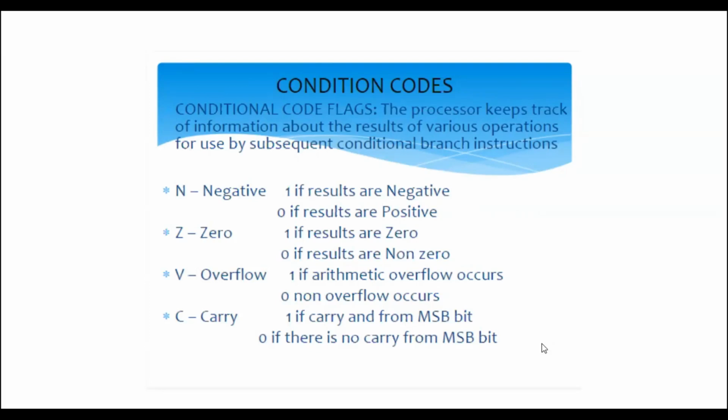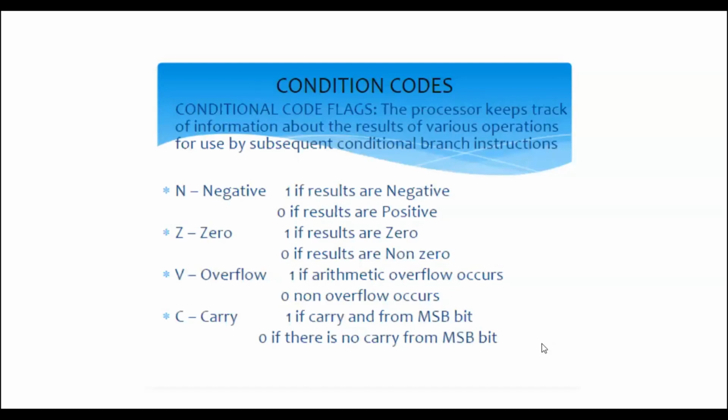We have N for negative: 1 if the result is negative, 0 if the result is positive. Z is for zero: 1 if the result is 0, 0 if the result is non-zero. V is for overflow: 1 if arithmetic overflow occurs, 0 if no overflow occurs. C is for carry: 1 if there is a carry from the MSB bit, or 0 if there is no carry from the MSB bit.